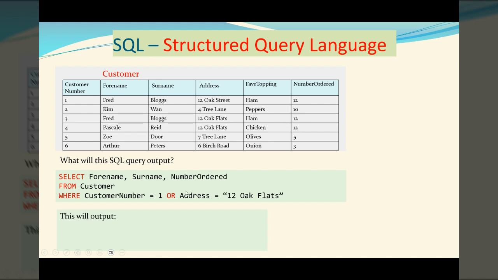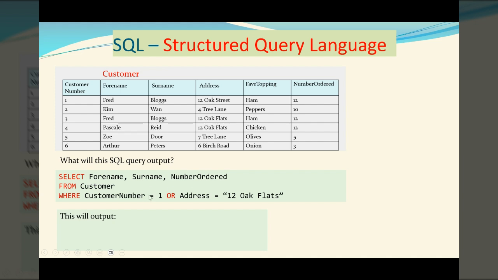Right, this one, we're introducing some logic. So we have the OR criteria here. So what that means is when we're looking at this query, we're selecting the forename, surname, and number ordered. So that's what we're going to see on the screen, those three fields from the customer table, because we only have one table. This time, we're going to see this information, forename, surname, number ordered, for anyone that has a customer number of 1, or anyone that has address of 12 Oak Flats. So we're looking for both of these criteria, and both of those criteria will separately give us something to output.